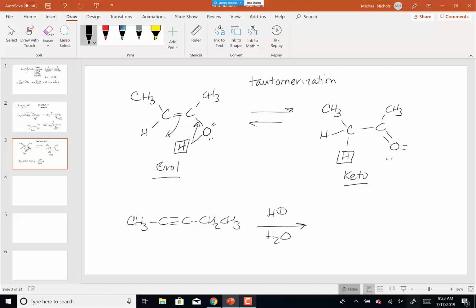I see carbons with 5 bonds. Better. Five bonds. Your ketone has 5 bonds to your carbon. Okay, those are the enols. Now turn them into the ketones.